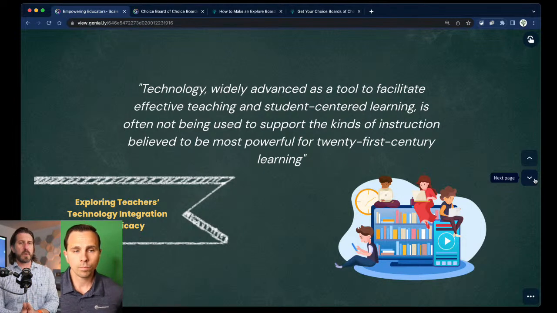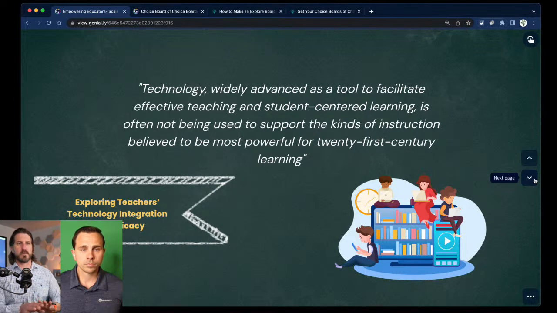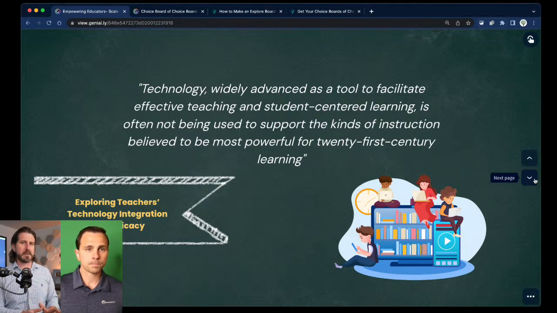And what we really want to do today is narrow in on this definition. This is a quote taken from a research paper called Exploring Teachers' Technology Integration Through Self-Efficacy. They're talking more generally in terms of the need to promote student-centered learning and powerful 21st century learning. And we're going to refine that a little bit to say that the technology exists to implement universal design for learning. However, we're not seeing that yet at scale.